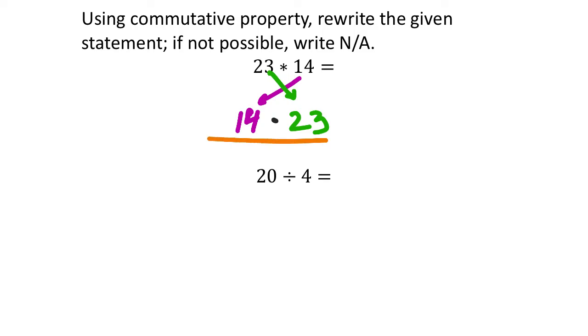Now this next one, 20 divided by 4. This is division, and we cannot use the commutative property with division. So this is an NA, maybe a DNE kind of thing.